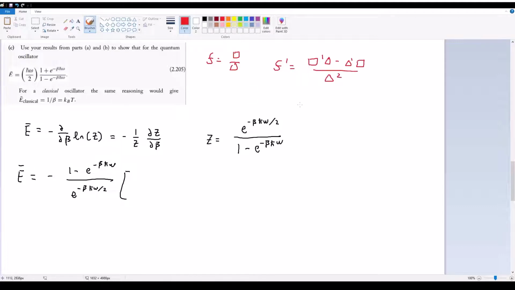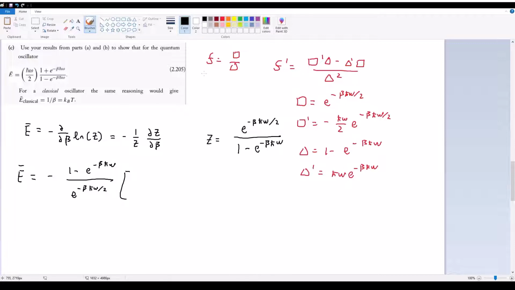So in our case, our box term is e to the negative beta h bar omega over 2. So our box prime term is going to be negative h bar omega over 2 times e to the negative beta h bar omega over 2. Triangle is 1 minus e to the negative beta h bar omega, and triangle prime is h bar omega e to the negative beta h bar omega, I believe. Because that goes to 0, the negative cancels out to make a positive.